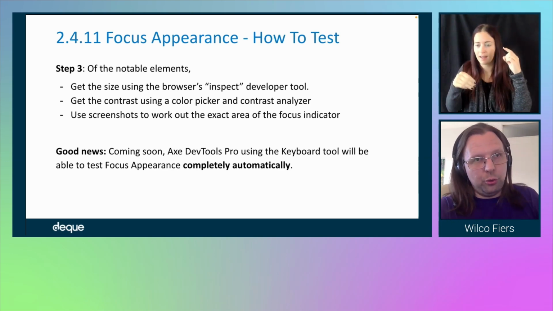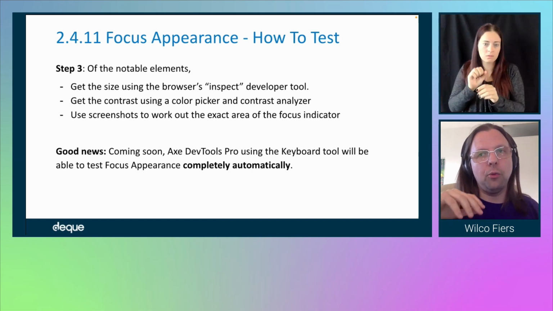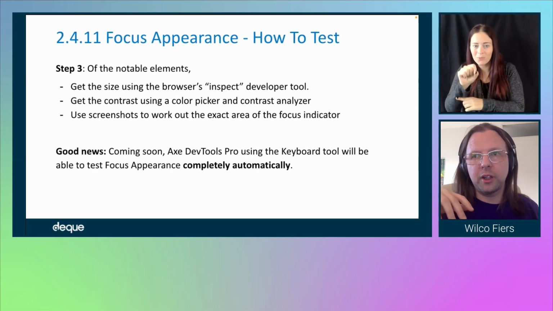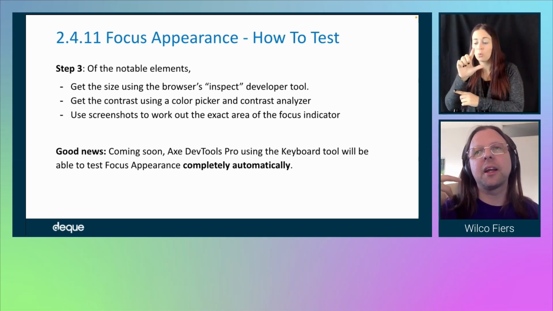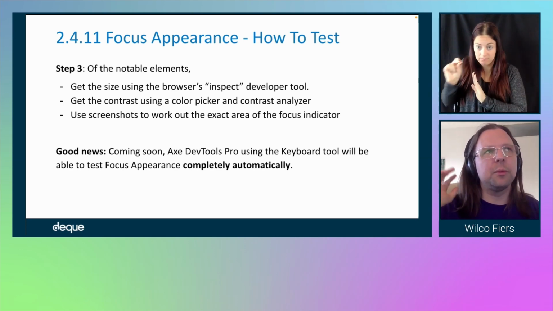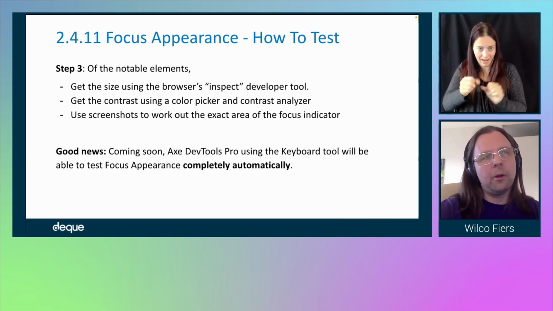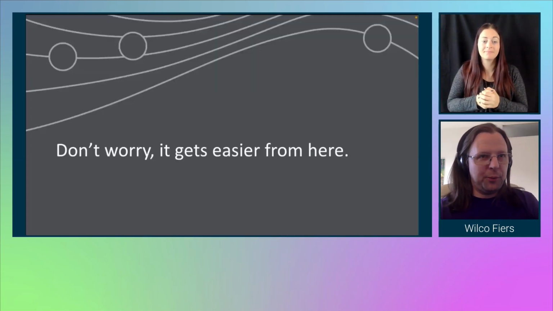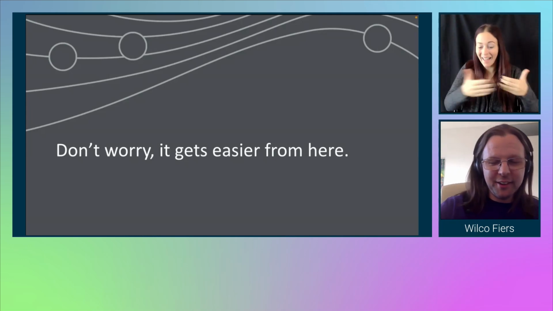Deque is working on tools. I'm sure others are too. DevTools Pro will likely have a tool in the keyboard tool, which can do this completely automatically. So there's a good chance that we'll just be able to use tools to test this success criterion. So that was the complicated one. Don't worry, it gets a little easier from here.